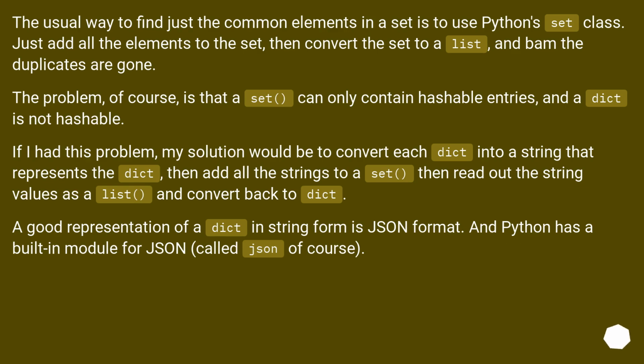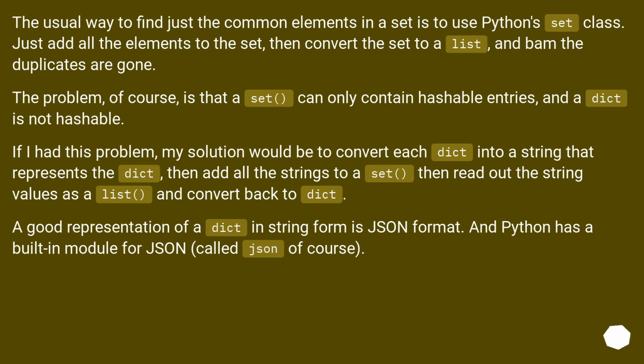The usual way to find just the common elements in a set is to use the Python set class. Just add all the elements to the set, then convert the set to a list, and bam, the duplicates are gone. The problem, of course, is that a set can only contain hashable entries, and a dict is not hashable.